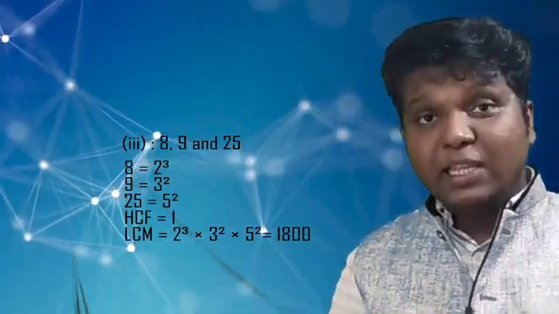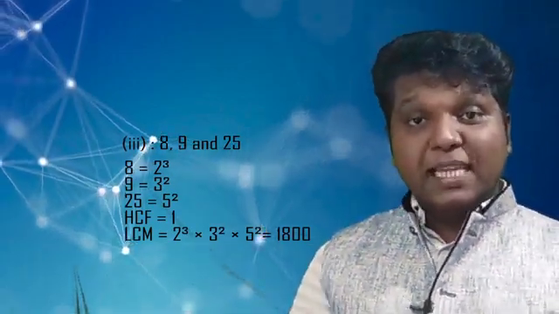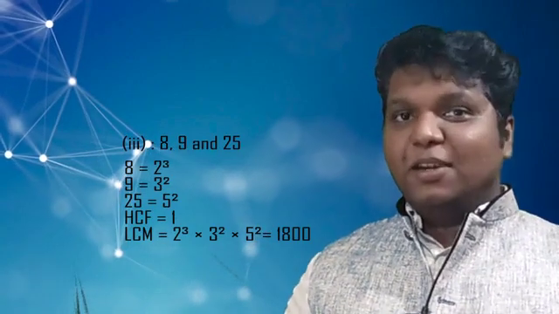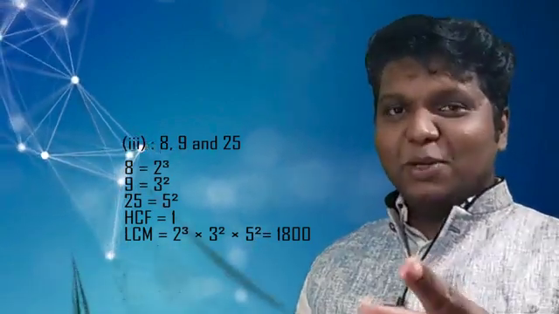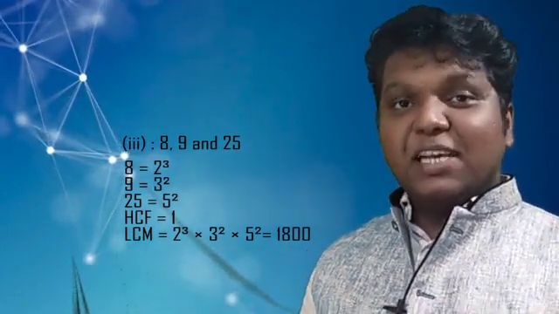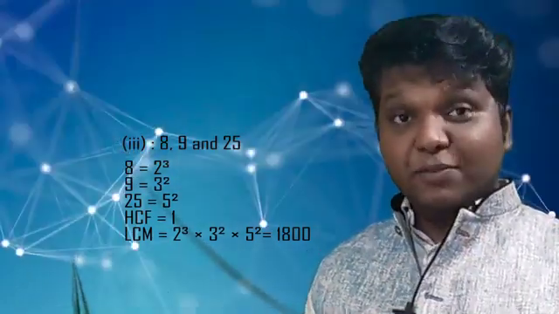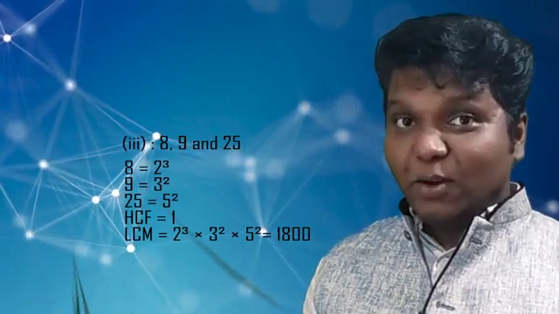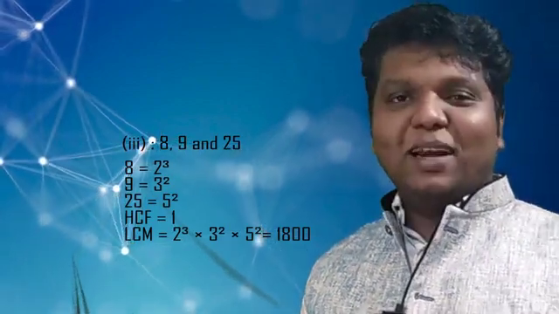Now, is there anything common inside this one? No, there is nothing common. What did I tell you right now? If there is nothing common, what should we write? HCF is equal to 1. HCF is 1. Okay, don't write 0. It will be wrong. It's 1 itself.